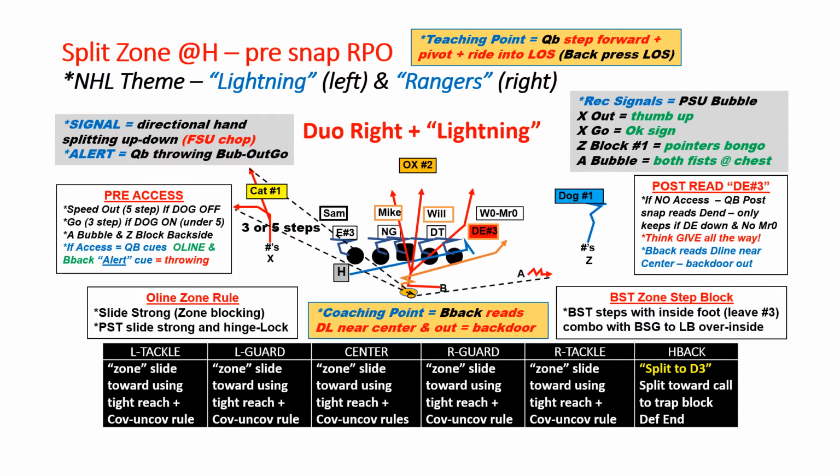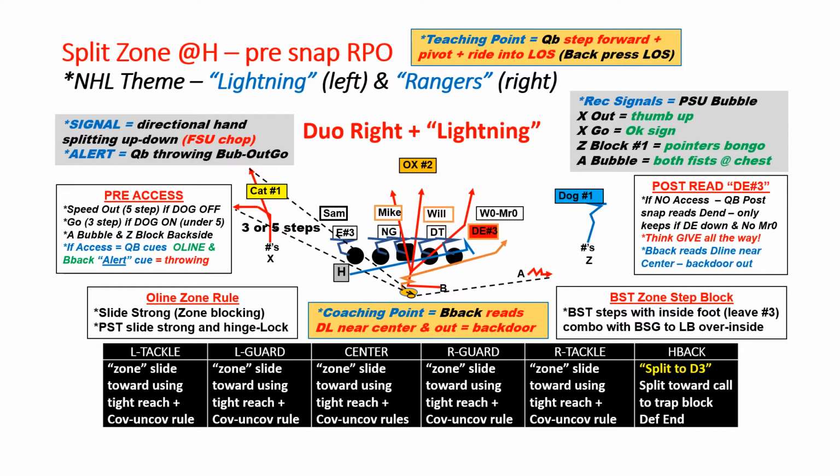So here's split zone running it at the H-back. It's a pre-snap RPO, as I said. We're calling this lightning to the left, Rangers to the right. So we're in a duo right formation. Again, we want to call this towards the H-back so we can split across the formation of that backside defensive end. The signal for this is real simple, is we're going to take our directional hand, splitting up and down like the FSU chop or like the official doing a first down motion.